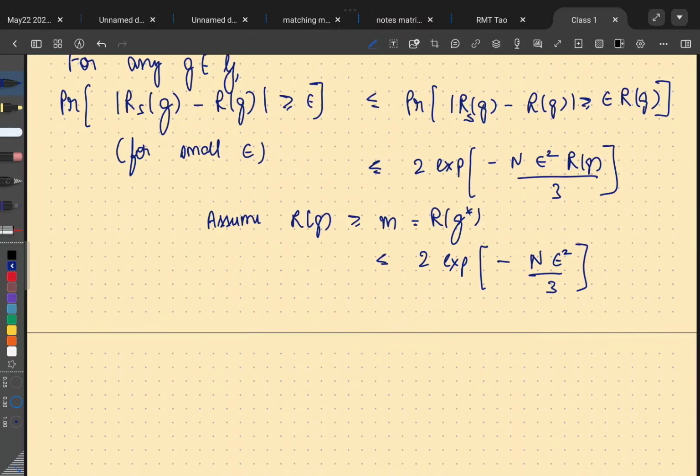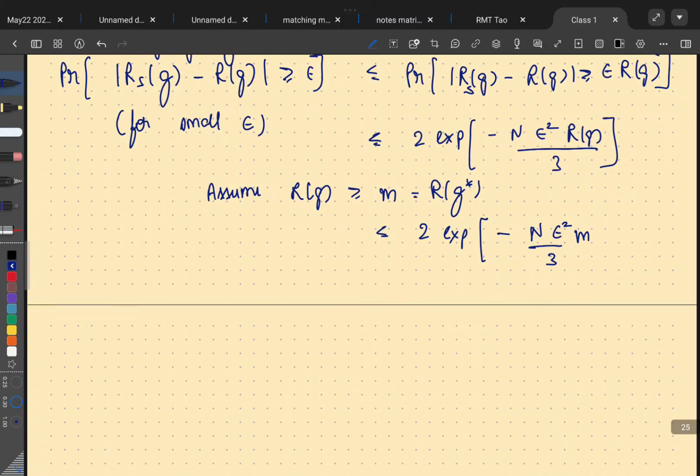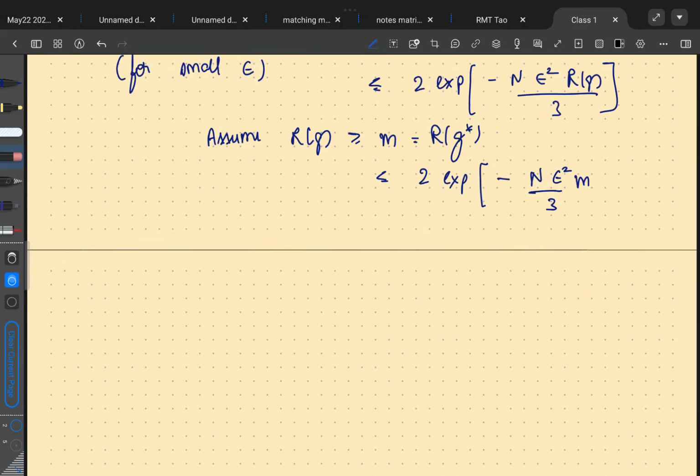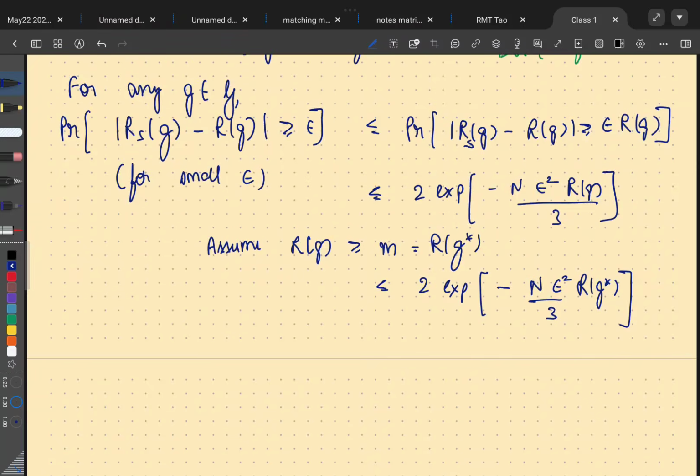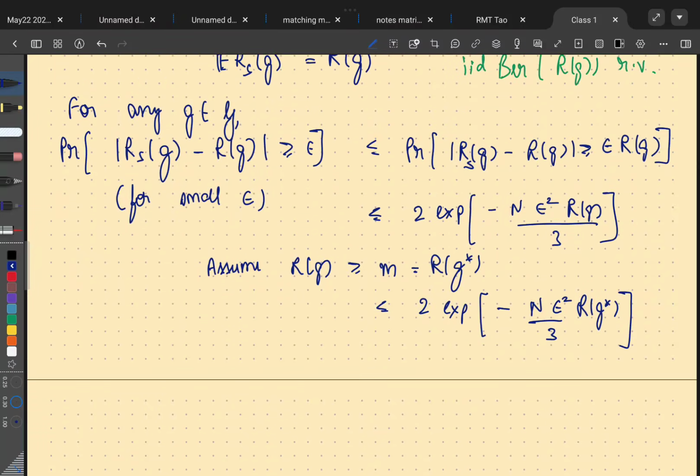So this is true for any particular g. Since the exponent is negative and R is greater than or equal to, how do we get the second inequality, that 2 times exponent of minus n epsilon squared by 3? Basically, you're right, that's a good point. This is n epsilon squared, and there should be a little m. Or if you want, let me just put R of g star. Now this is true for any fixed g.